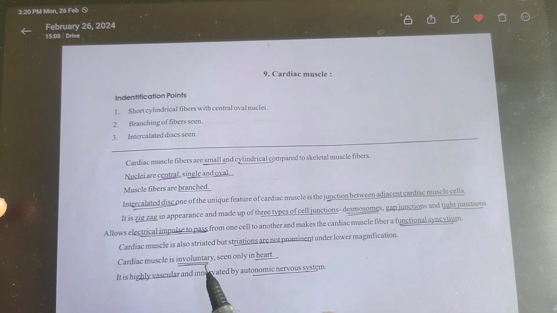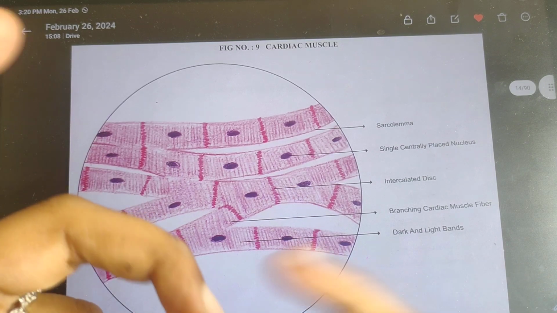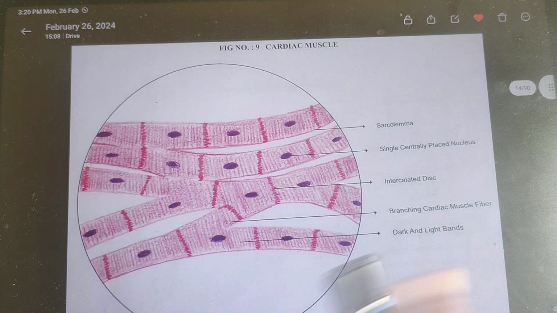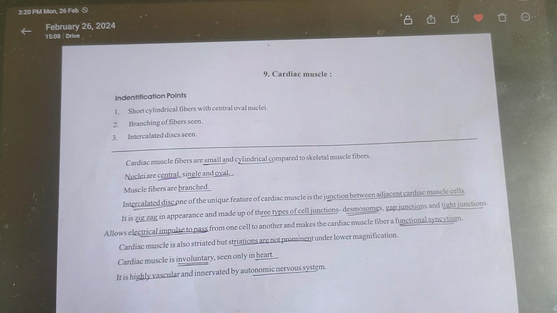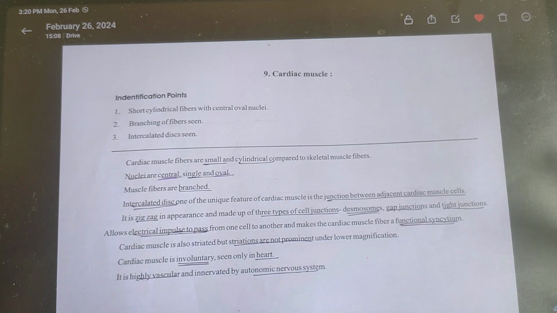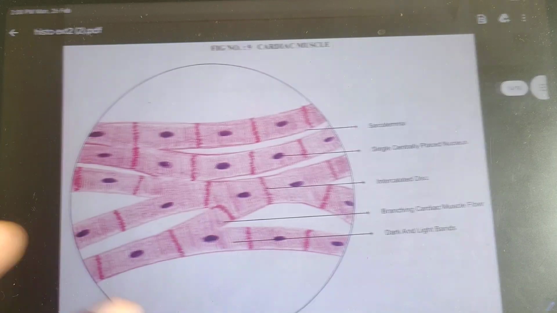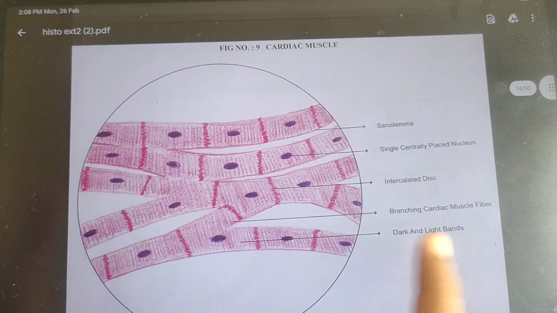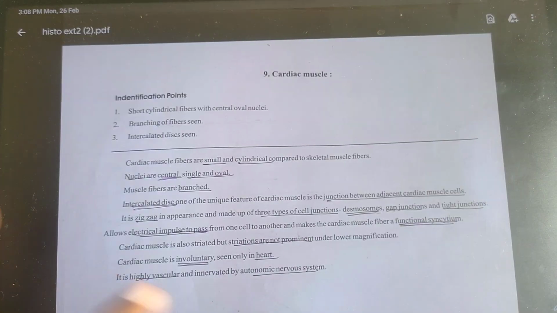These are involuntary. We cannot control the function of the heart, and it is highly vascularized and innervated by the autonomic nervous system. The heart is innervated by the parasympathetic nervous system, that is the vagus nerve, and by the sympathetic system, and both will be there at a time. According to the situation, both will be stimulated; when one is stimulated, the other will be inhibited. These are highly vascular. You know that the coronary artery supplies the heart. This is vascularized and highly innervated.